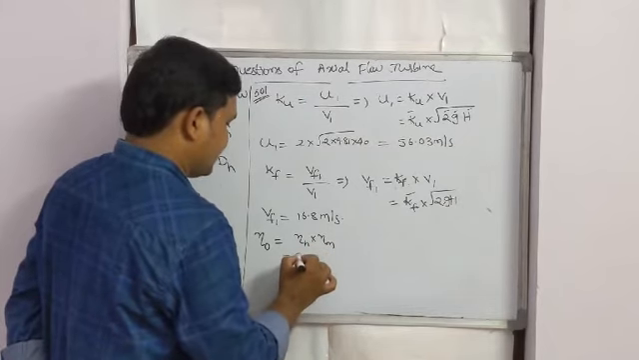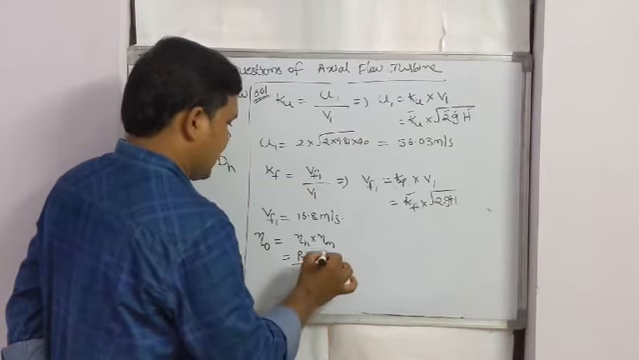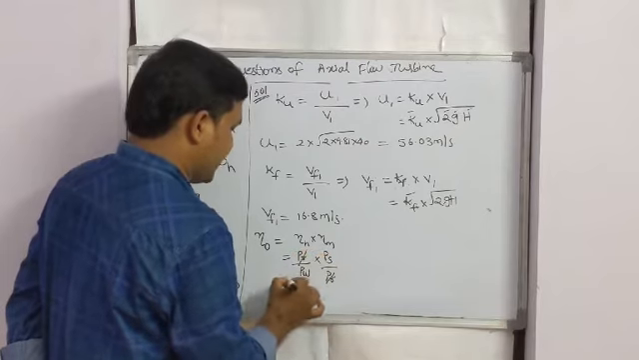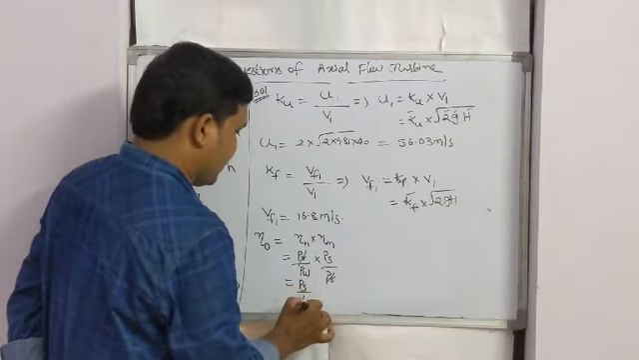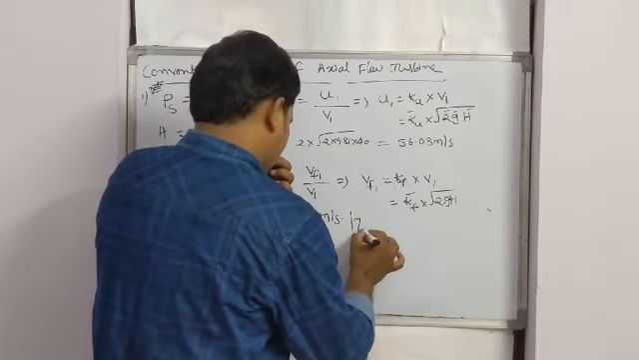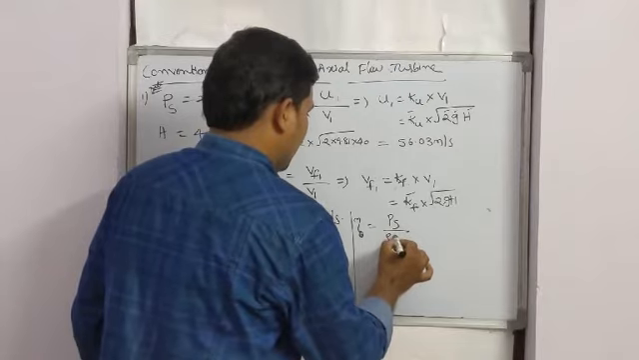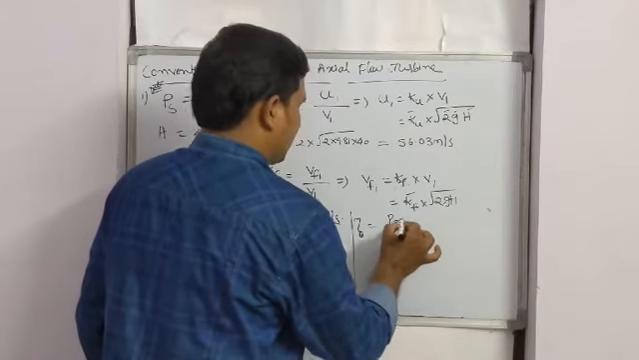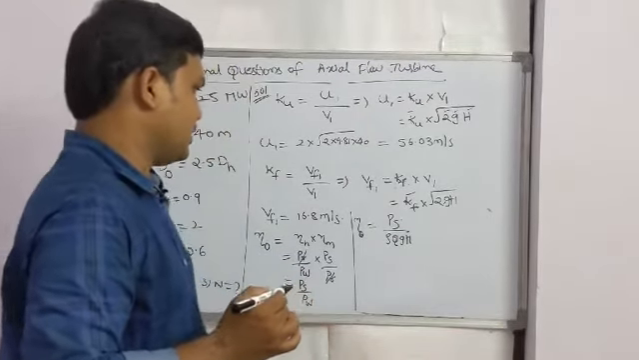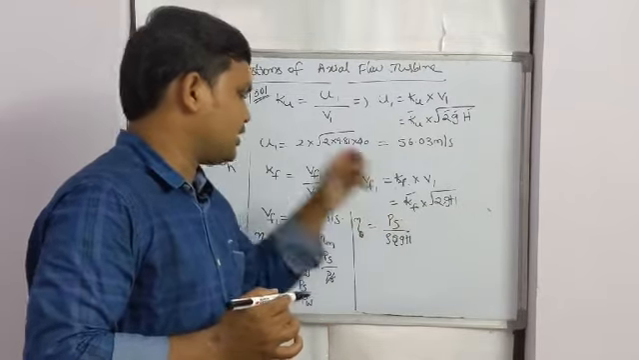So hydraulic efficiency is nothing but runner power by water power, and mechanical efficiency is nothing but shaft power by runner power. Runner power gets cancelled, so we get shaft power by water power. By substituting, overall efficiency is equal to shaft power by water power, which is nothing but rho Q G H. If the shaft power is in watts, this is only rho Q G H; if the shaft power is in kilowatts, it is rho Q G H by 1000.